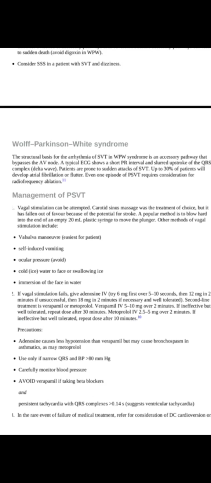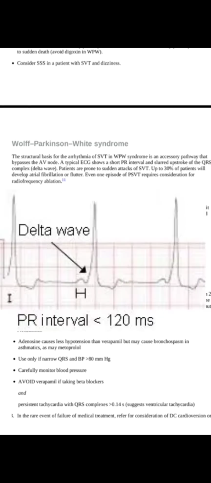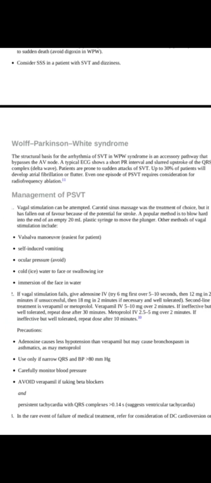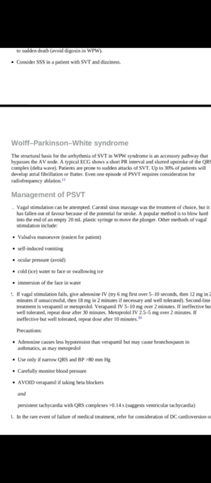So in WPW syndrome, there is basically bypassing of the AV node. The accessory pathway bypasses the AV node. This is shown on ECG with a typical short PR interval and an upstroke of the QRS complex known as the delta wave. These 2 points favor WPW syndrome. The characteristic feature that differentiates WPW syndrome is that we manage WPW with flecainide, procainamide. We cannot use sotalol, amiodarone, these types of drugs, as these are contraindicated in WPW syndrome.